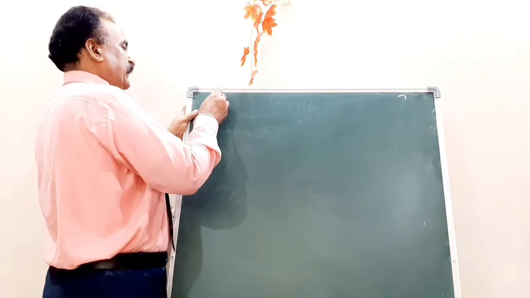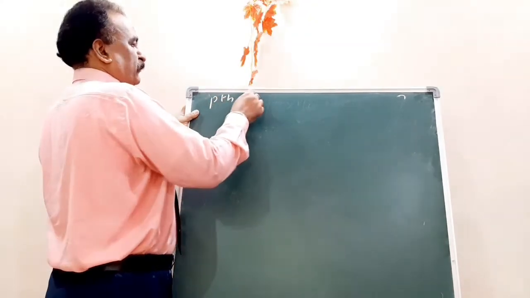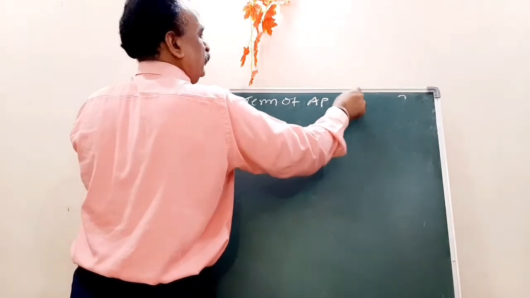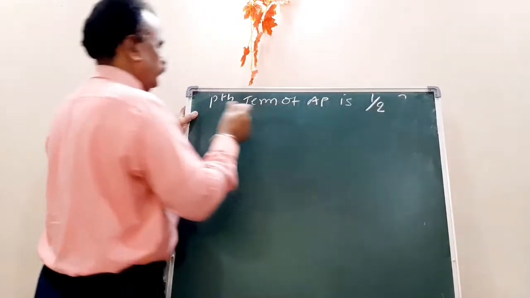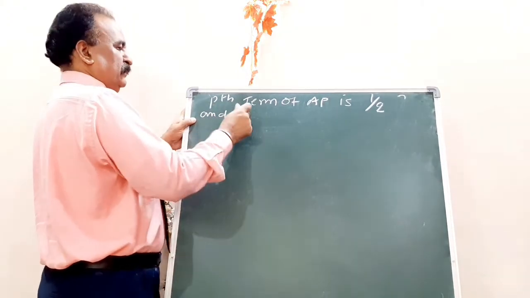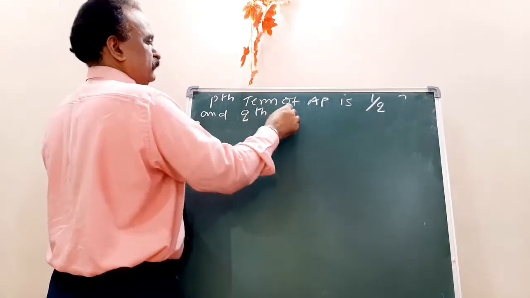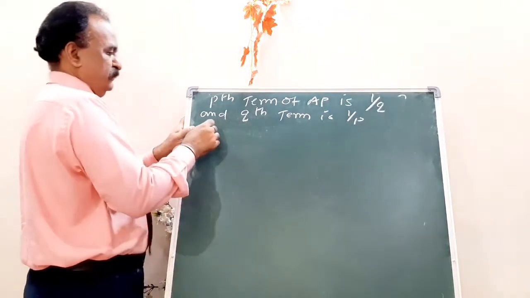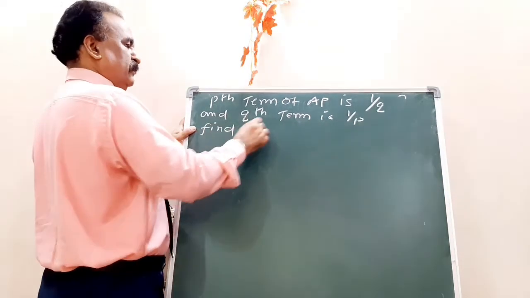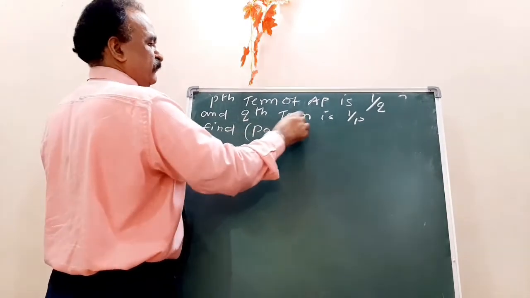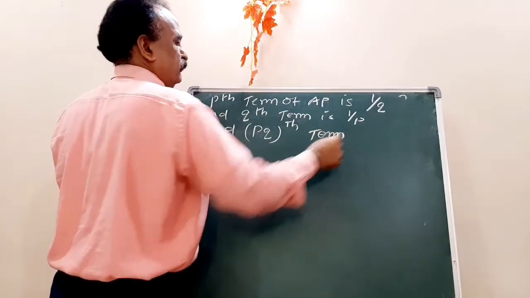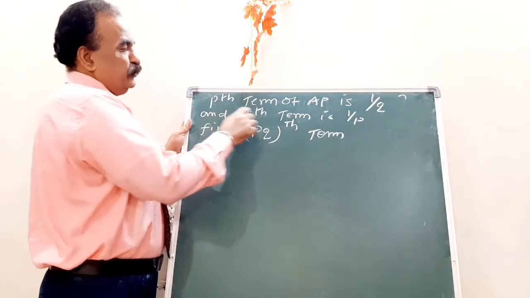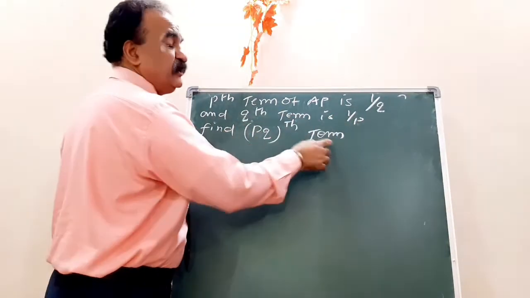The pth term of an AP is 1 upon q and the qth term is 1 upon p. Find the pqth term. This is the question. The pth term of an AP is 1 upon q and qth term is 1 upon p. Find the pqth term.